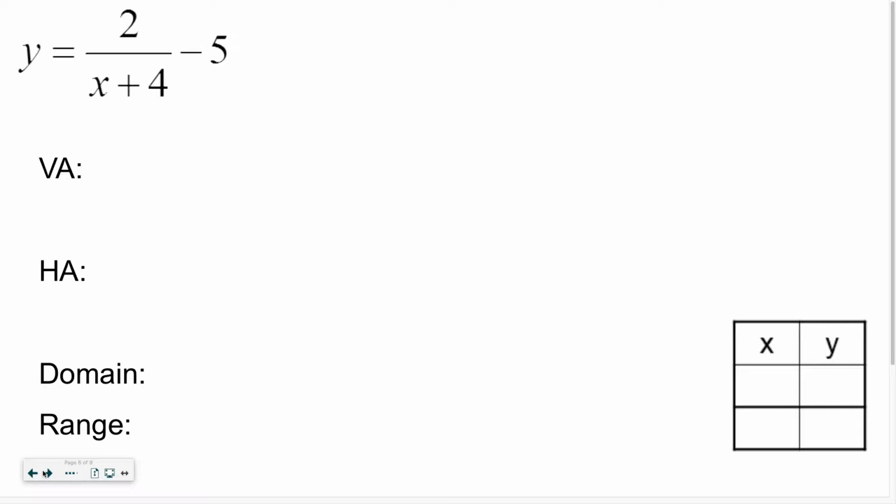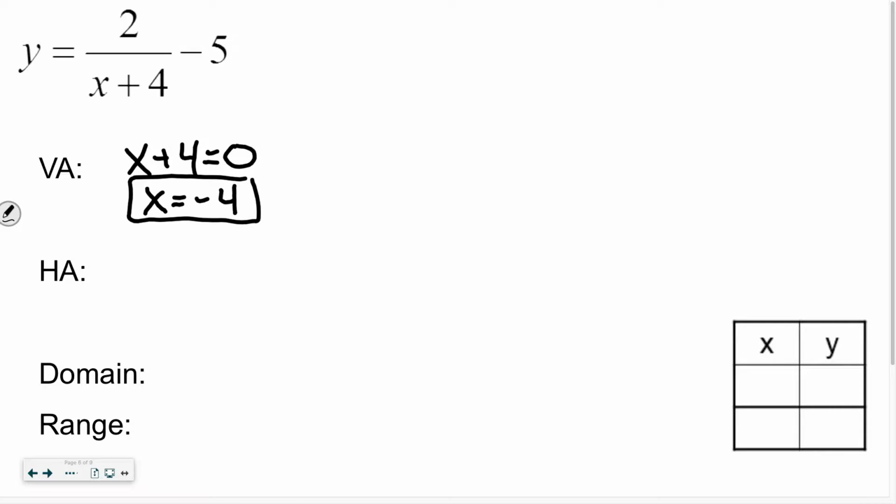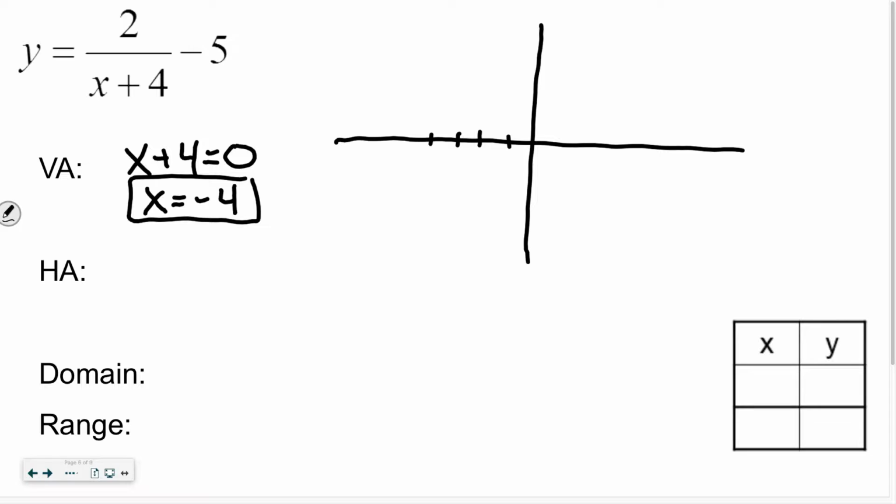All simple rational functions will have a horizontal and a vertical asymptote. So that's usually where I start. Step 1, find my vertical asymptote. Set my denominator equal to 0. x plus 4 equals 0, therefore my vertical asymptote is at x equals -4. I can go ahead and draw in a vertical asymptote right there.